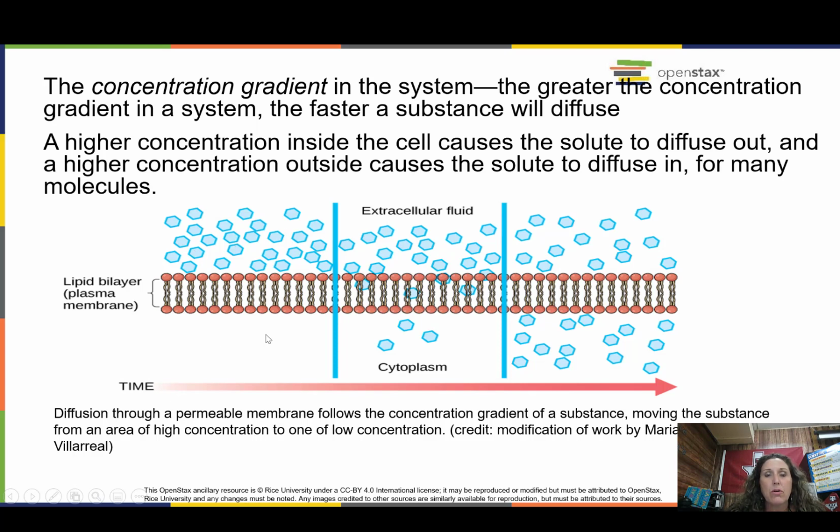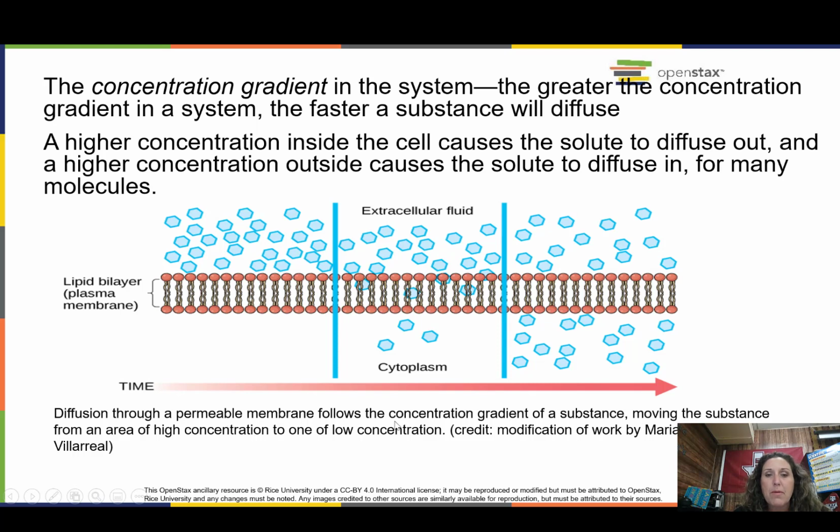They want things to be equal. So they're going to allow in as much of these solutes, as much as these things on the outside, to flow into the cell so that things can be equal. Okay, if you have higher concentration outside the cell, it causes the solute to diffuse out. Solute is the thing being dissolved. And the higher concentration outside causes a solute to diffuse in.